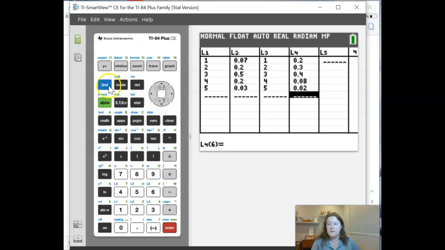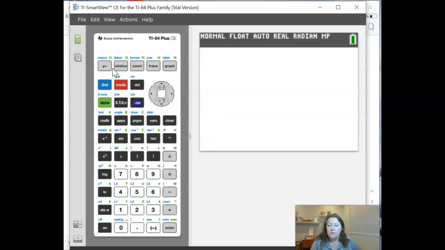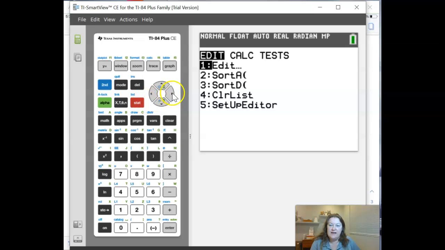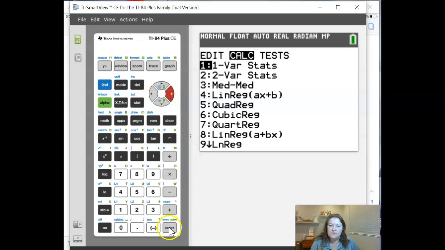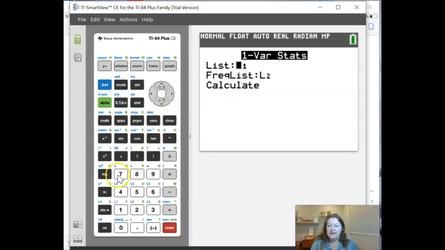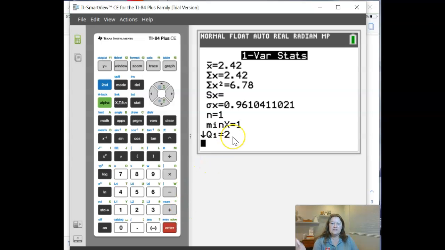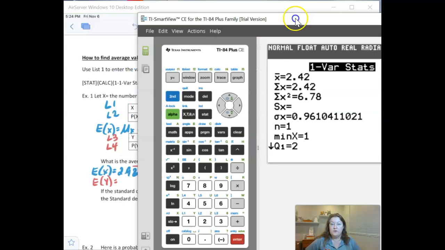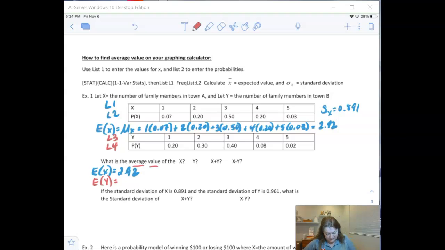Okay, so again, get out of this by pressing second quit. And we're going to run one variable stats again. So stat, move over to calculate, choose enter for one variable stats. And now I want list 3, so that's blue 3 and blue 4. And we go and calculate, and they're saying this expected value is 2.42 with a standard deviation of 0.961. 2.42. All right, so this one is going to be 2.42, and the standard deviations I already wrote for us down here.